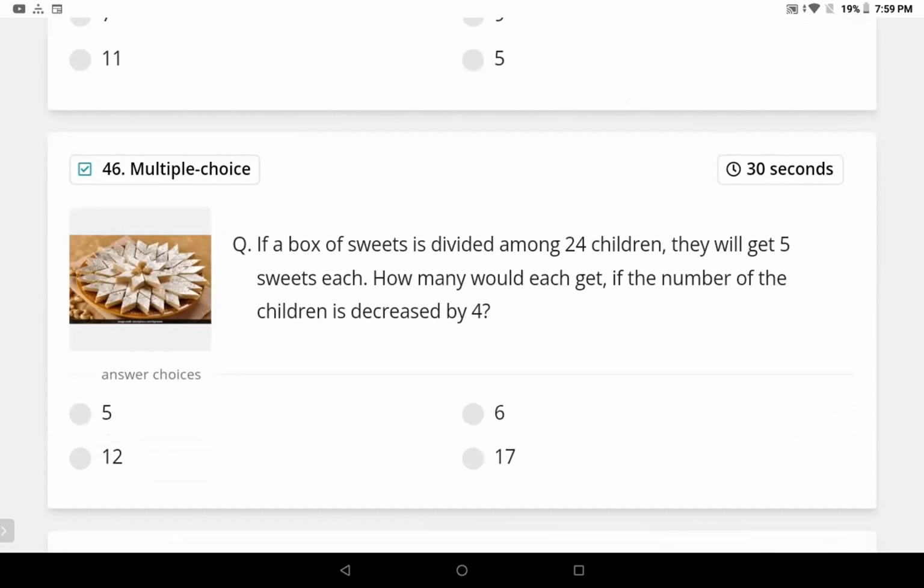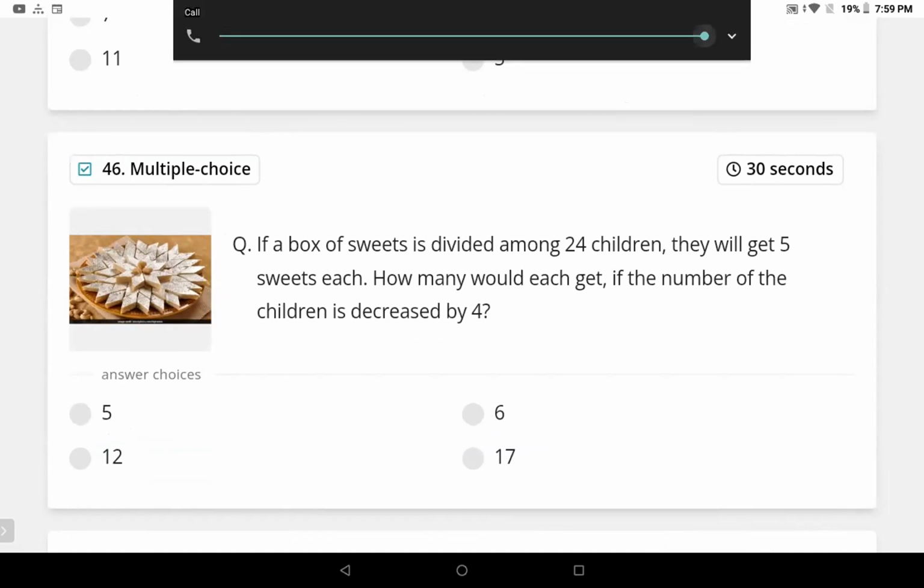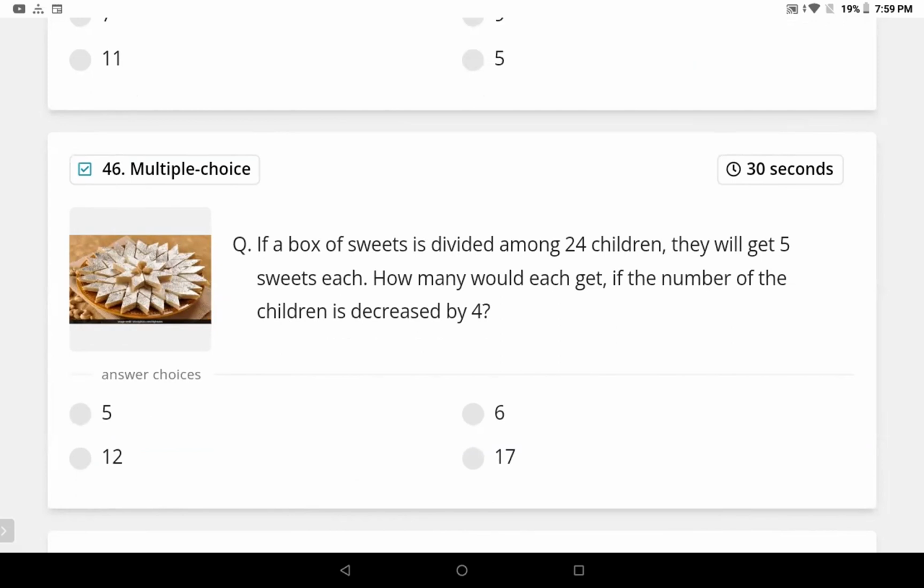Maybe Nitya has a network issue. Nitya, I'm not clear with your voice. Continuously I'm seeing... Nitya, can you please repeat? If a box of sweets is divided among 24 children, they will get 5 each.